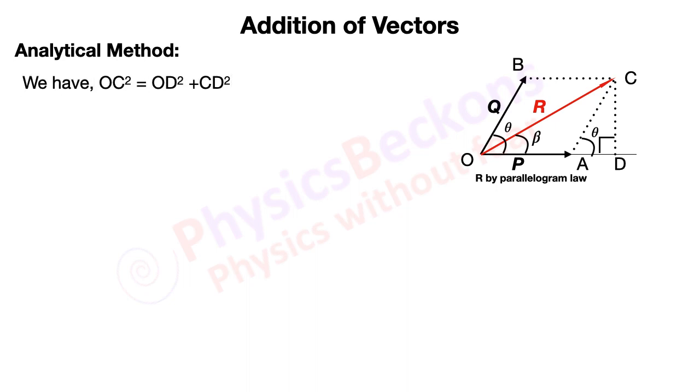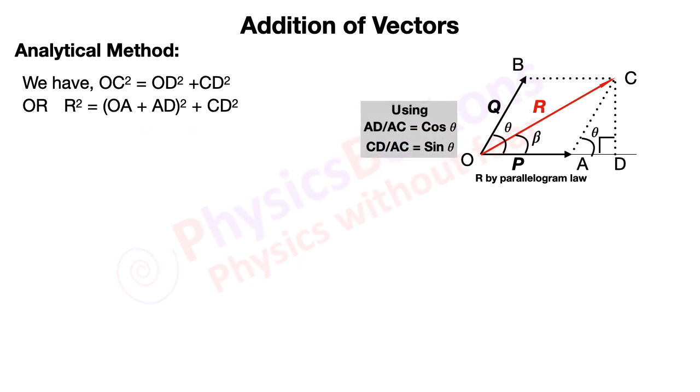In this right triangle we get OC square equal to OD square plus CD square. OD can be written as OA plus AD. OD is OA plus AD and CD square as such. Now what we do is we use trigonometry to get values of AD and CD. Using trigonometry we have AD the base over AC the hypotenuse cos theta. So AD is AC cos theta. Similarly CD is AC sin theta.